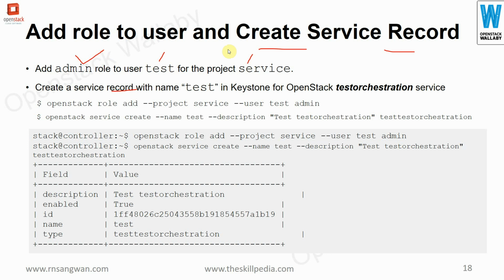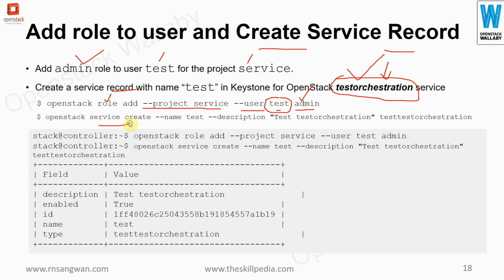Let's create a service record with the name test in Keystone for the OpenStack test orchestration service. This is just a dummy name for you to understand, because whatever service we are going to configure, we are going to give it a name of our choice. So you can give any name. Let's create the project and the service and associated role. First step, OpenStack role add, project is service, user is test, and the role is admin. So the user test has been granted the admin role.